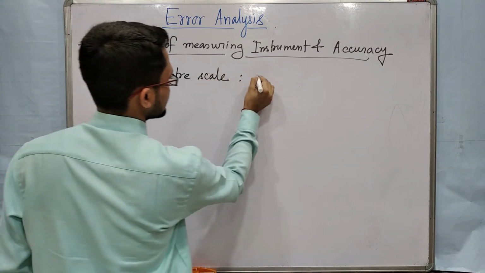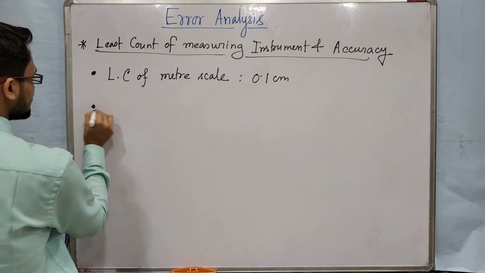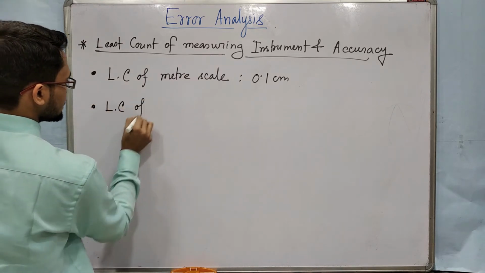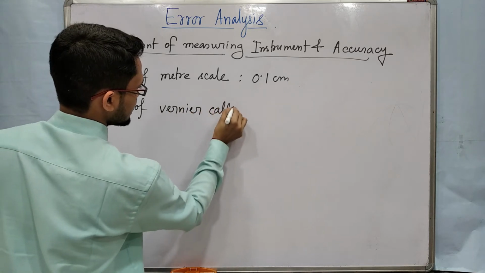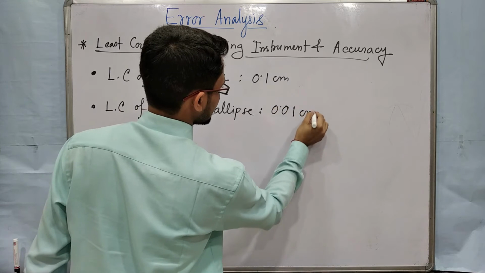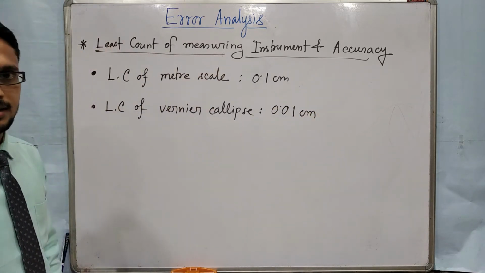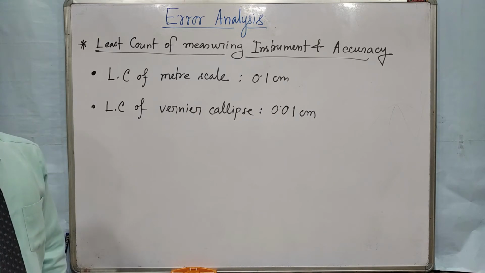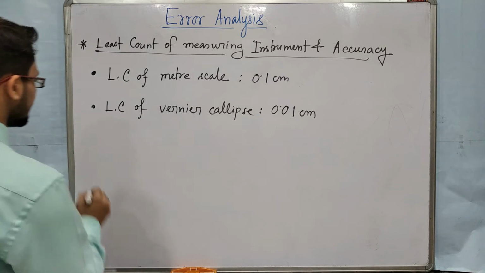It is how much? 0.1 centimeter. Okay. Least count of vernier calipers. It is how much? 0.01 centimeter. Do you remember the formula for finding least count of vernier calipers? It is the smallest division on main scale by the number of divisions on vernier scale.